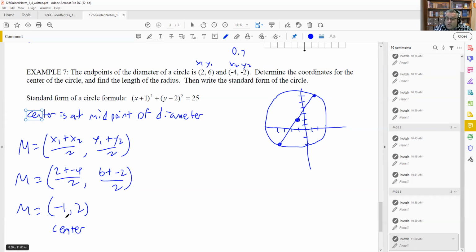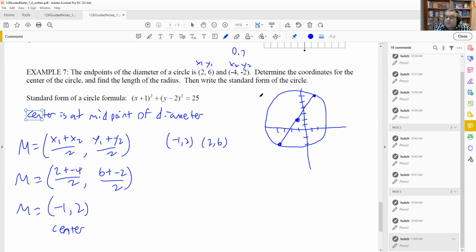And so there it is. That's our center. Now, the next thing it wants us to find is the radius. The radius is going to be the length from the center to either this point or that point. The radius is exactly the same, basically half of the diameter. So I'm going to use the center, which is -1, 2, and I'm going to pick either this point or that point. It doesn't matter. I'll just pick 2, 6 since it's easier.